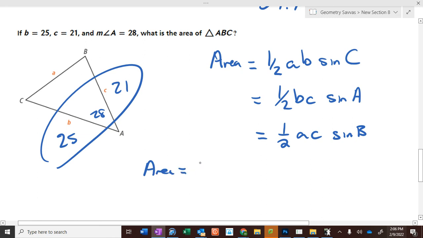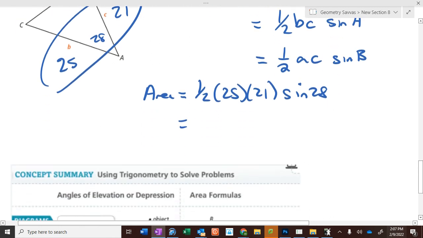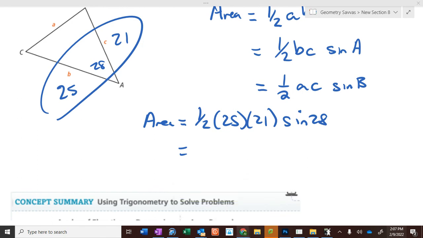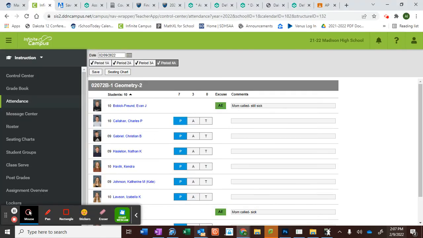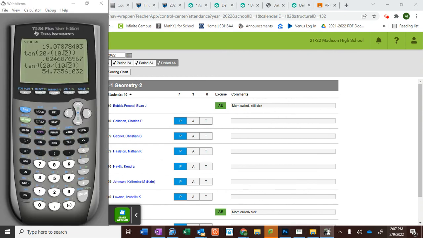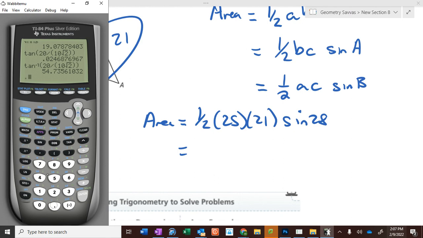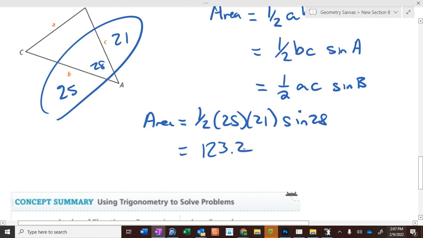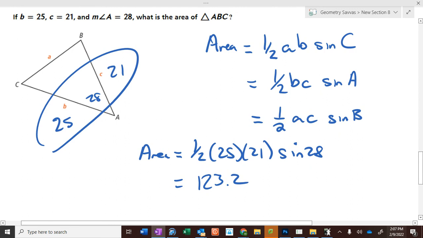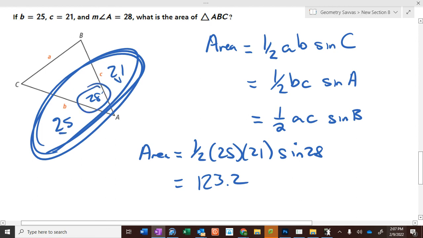Area equals 1/2 times 25 times 21 times the sine of 28. Oop, I want the calculator. So 1/2 times 25 times 21 times the sine of 28. So 123.2 is the area of that triangle. Area formula is super easy. When you have side angle side, it's 1/2 of this times the sine of that. Okay?